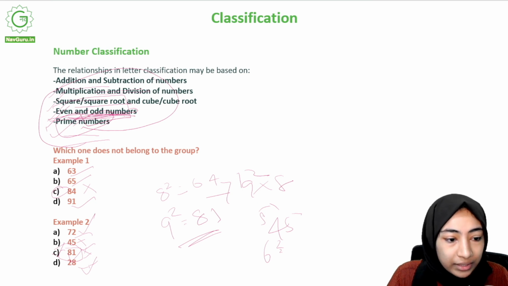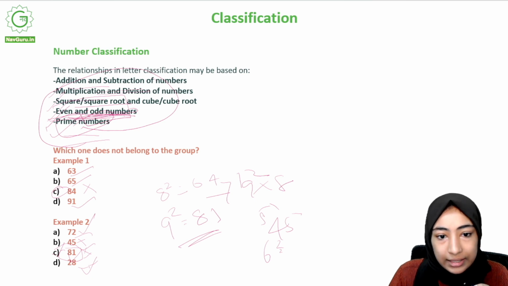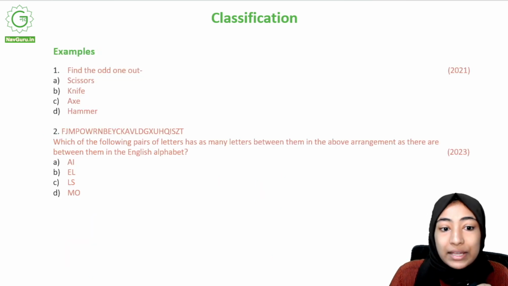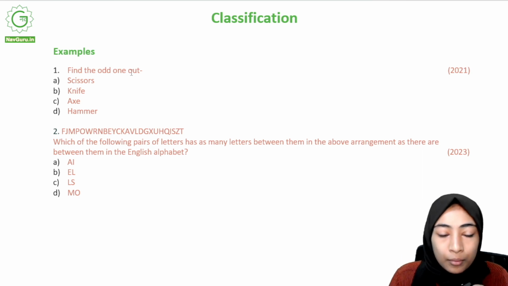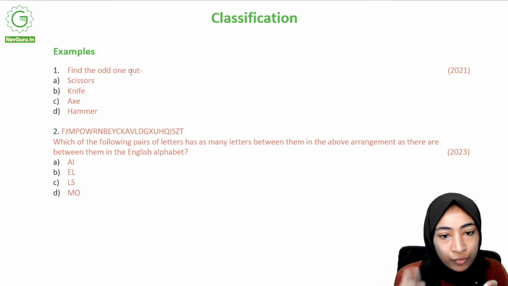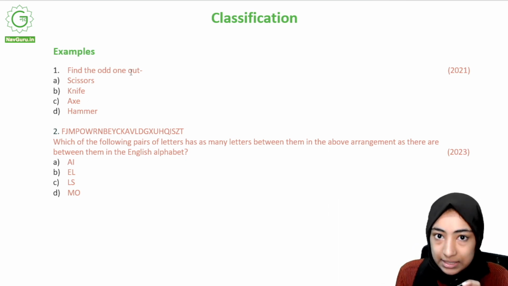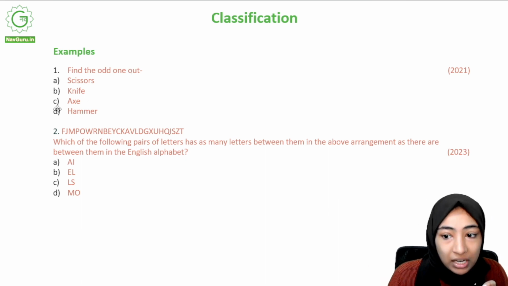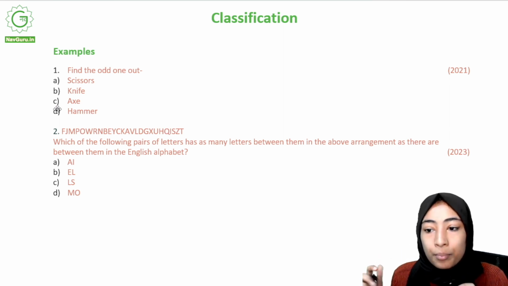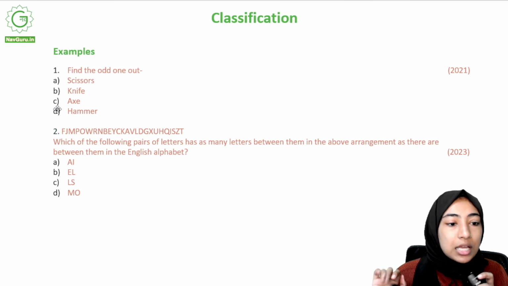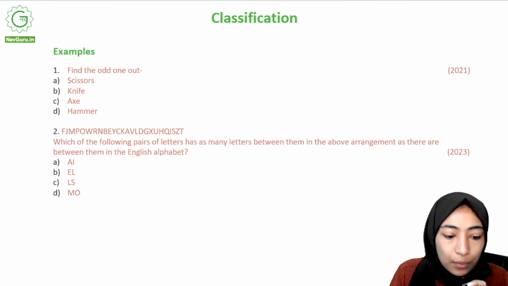Okay, so we're done with number classification also. Now we will move on to a couple of examples. I've given you a couple of example questions from classification. We'll do this in the next session. In the next section, we have a couple of examples which are primarily previous year questions. So it will be a very good exercise for you guys. So let me end the session for now and we can move on to the second session. Okay. Thank you.